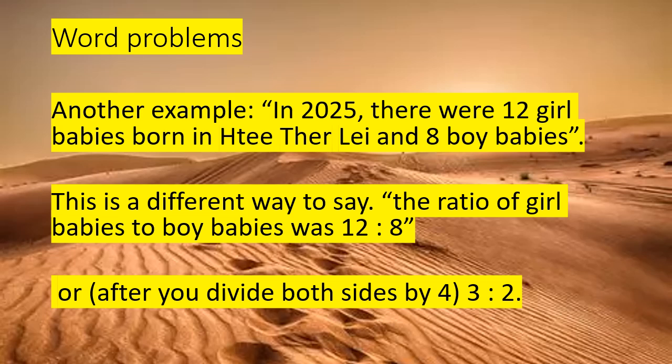Another example, in 2025, there were 12 girl babies born in Tithalé and 8 boy babies. This is a different way to say the ratio of girl babies to boy babies was 12:8. Or, after you divide both sides by 4, 3:2.